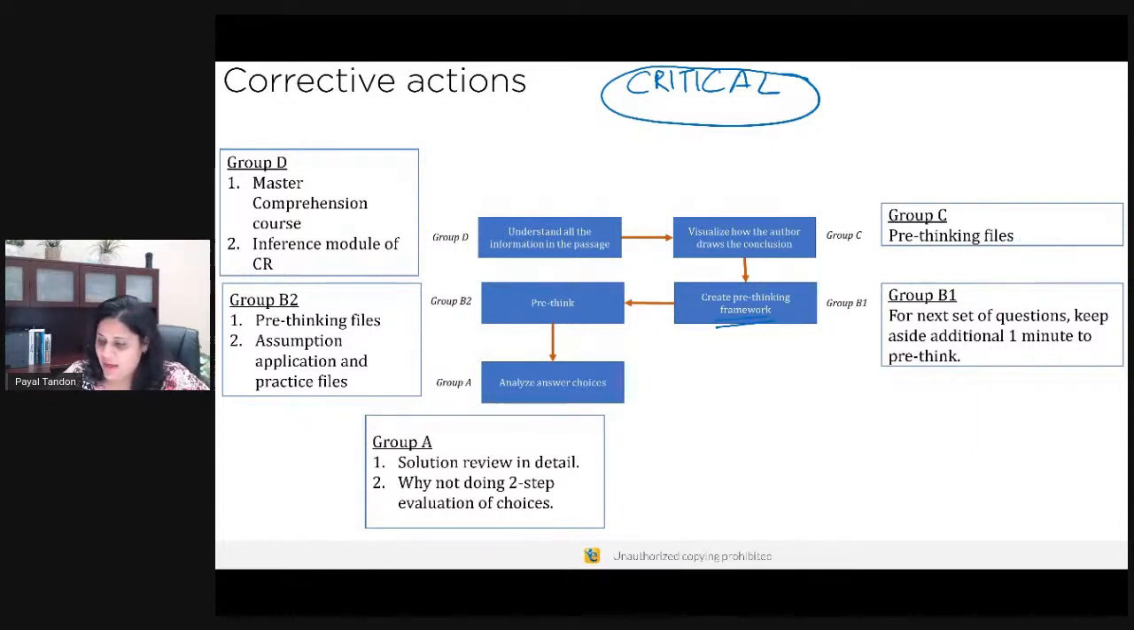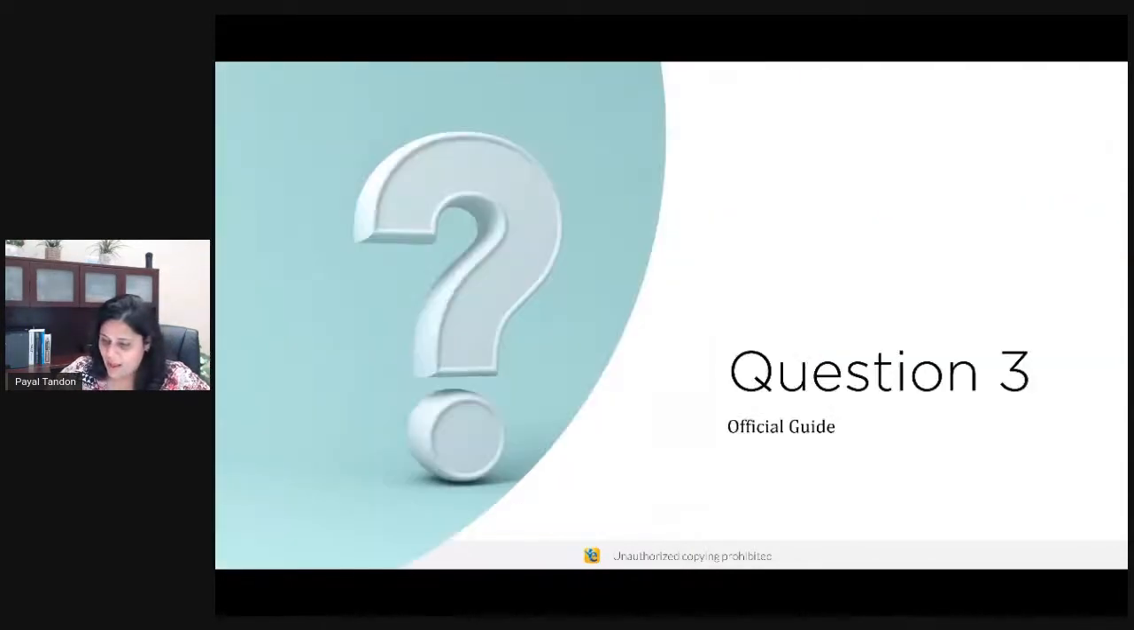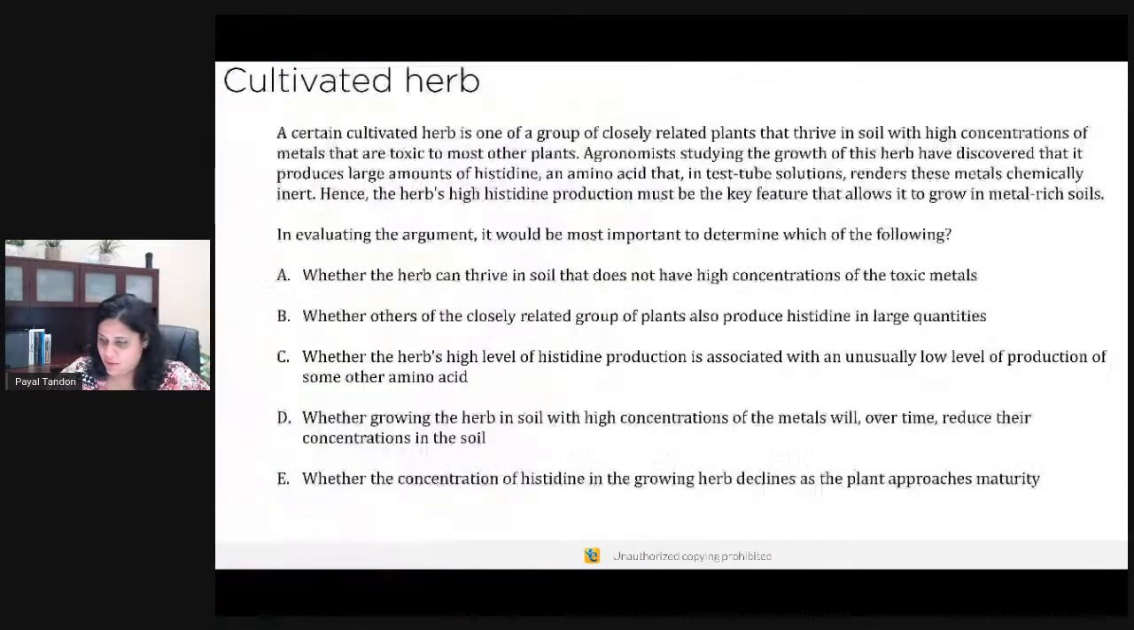So a B1 guy did not pre-think. A B2 guy could not pre-think. That's the difference. All right, now let's solve this last question and try to apply the process, and then we will do our group analysis.